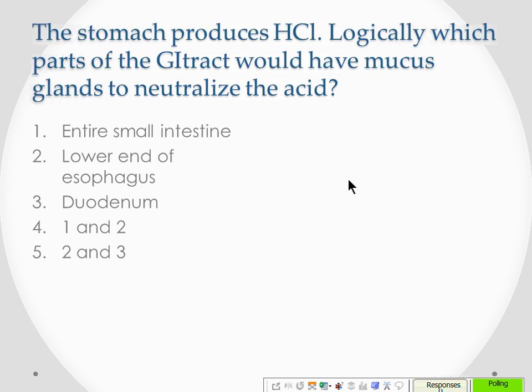We went over this, that it was the lower end of the esophagus and duodenum. I just told you that, so I won't ask you this.